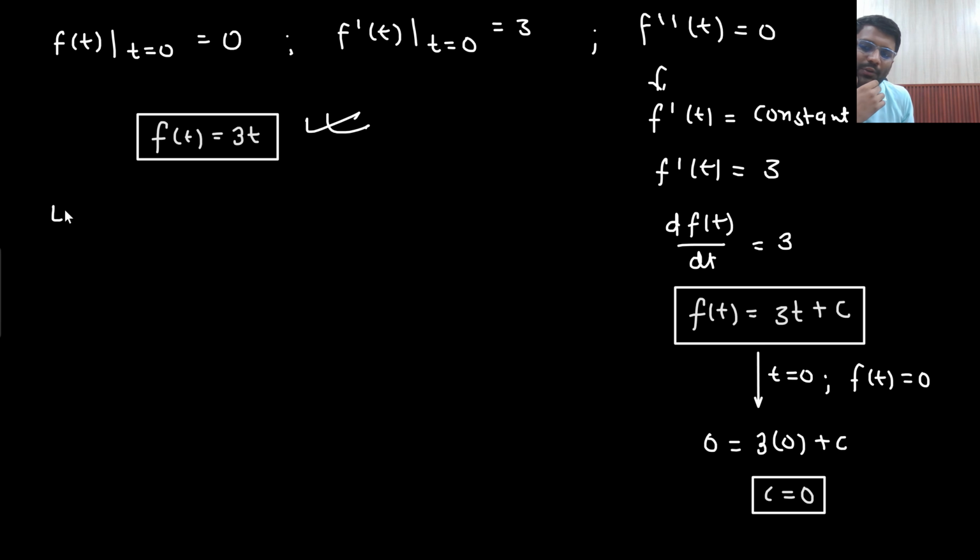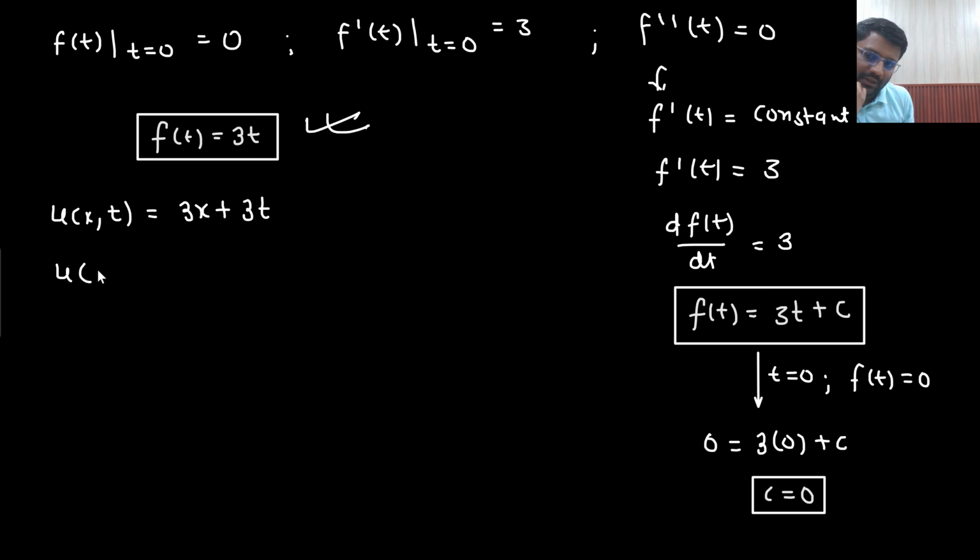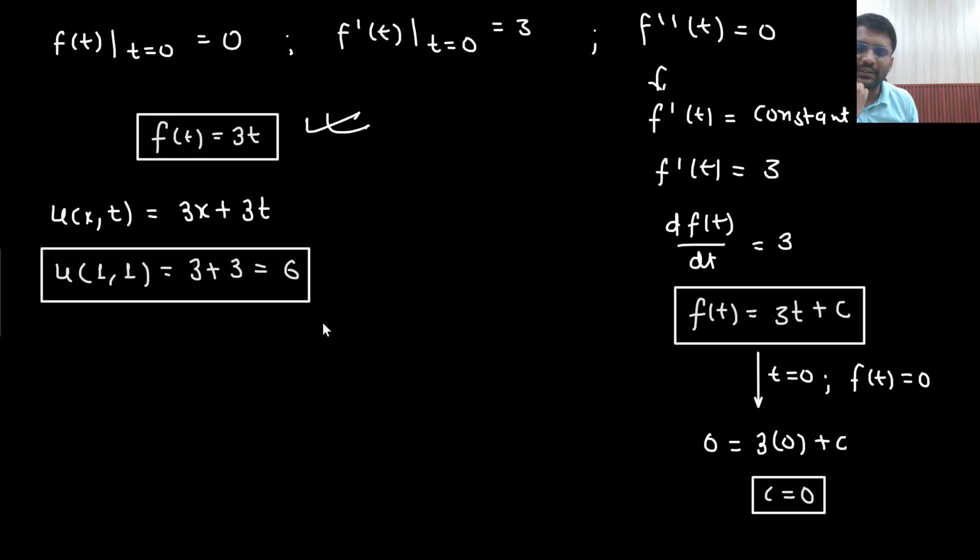So what will be your u of x comma t? Sorry, u of x comma t is coming out to be 3x plus 3t. What we are supposed to find out? We are supposed to find out at x equals to 1 and t equals to 1. So at x equals to 1 and t equals to 1, what answer you are getting? 3 plus 3, that will be 6. There you go. This is the answer.